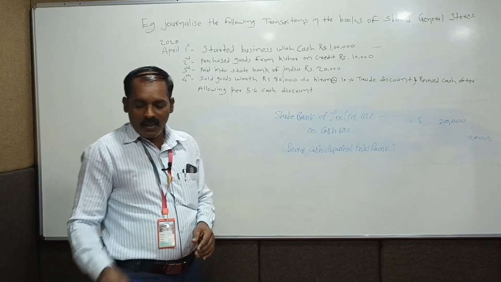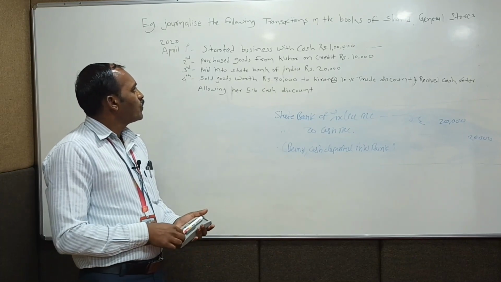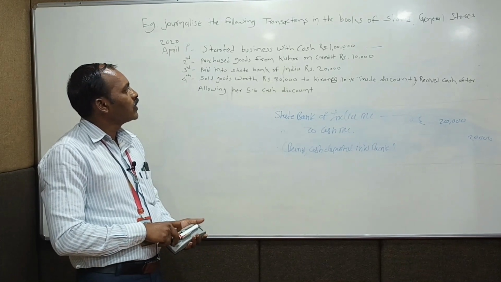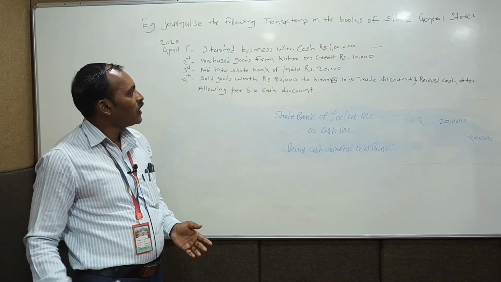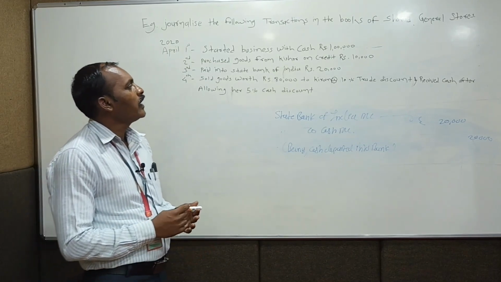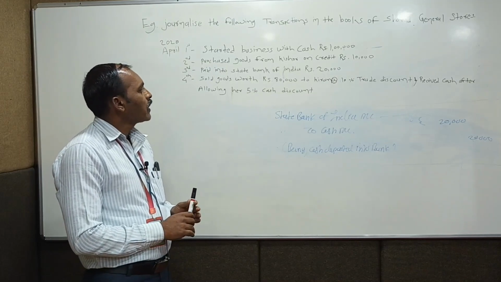Then the next transaction is sold goods worth rupees 80,000 to Kiran at the rate of 10% trade discount, and received cash after allowing her 5% cash discount.